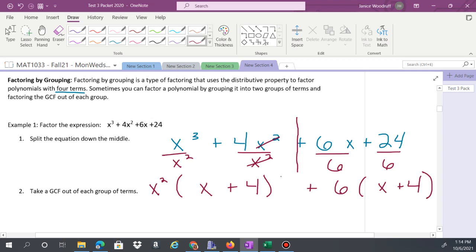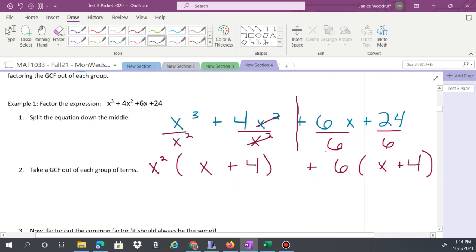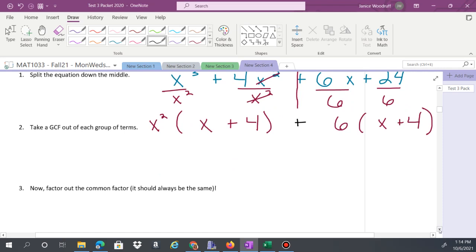Notice that these are the same. That's on purpose. In order for factoring by grouping to work, these two need to be the same. Because now, what I want you to do is look at this as one term right here. Here's your plus sign separating them. This is the second part of the term. So this is two different terms. Now these both have something in common, an x plus 4. So we can take out a GCF of x plus 4.